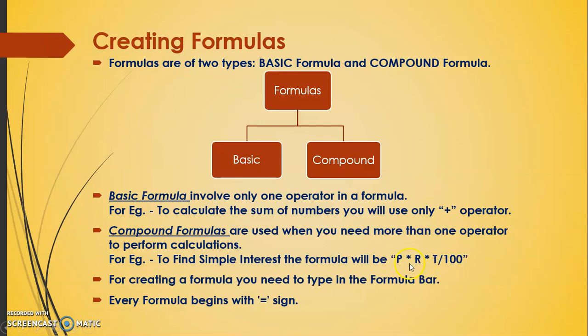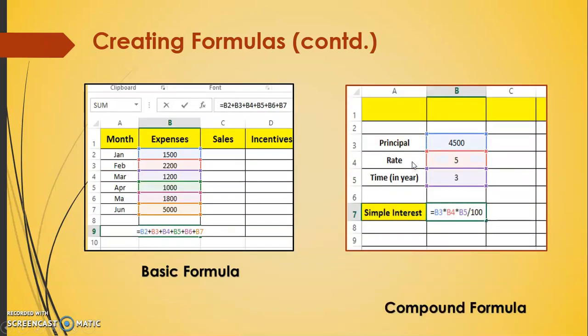So you can see students, here we are using more than one operator. Multiplication is used 2 times and one divide operator is used. So this type of formula is known as compound formula, which is using more than one operator. But if we want to find the sum of any range or anything, we will simply use only one operator, that is plus. So it is basic formula. And again I am telling you, every formula begins with equal to sign. So we will see example of both the formulas one by one.